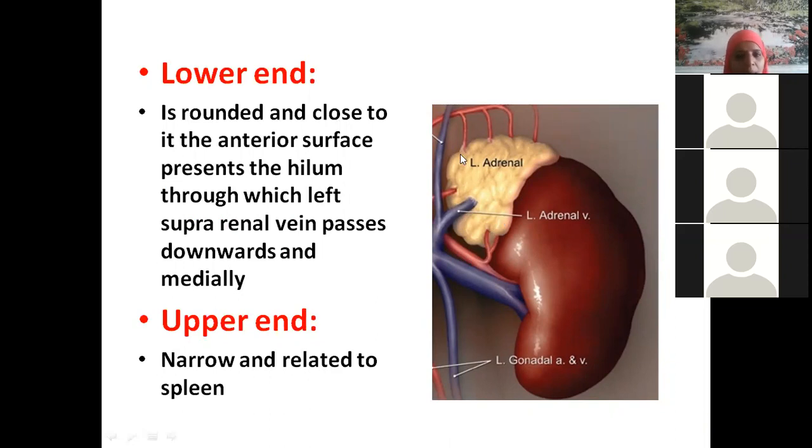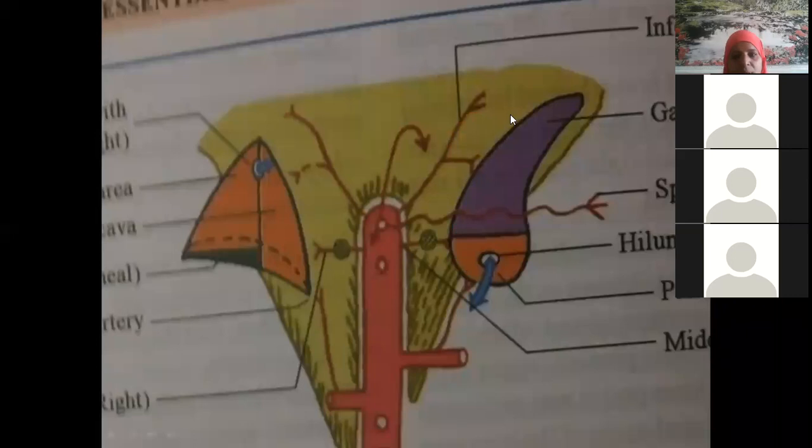Okay, then this is the upper end, it is very narrow and upper end will be actually related to spleen. See here, this is whatever bluish structure you are finding here. Of course gastric area is also there. This is the hilum of the spleen. We will see the relations.